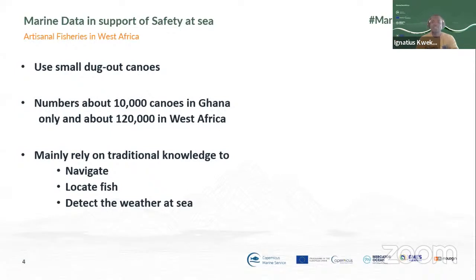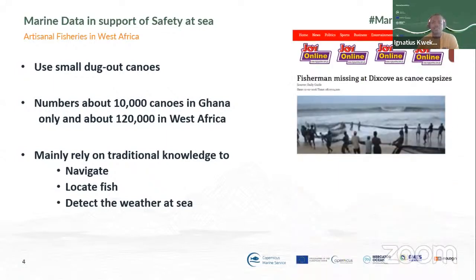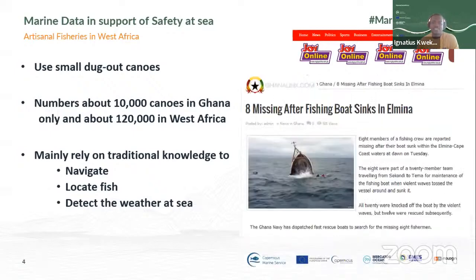And in Ghana alone, you have about 10,000 of them and about roughly 120,000 in the entire West African section. These fishermen usually rely on traditional or local knowledge to navigate the seas, to locate fish, and also most often to determine the state of the ocean or the weather at sea. Unfortunately, some of this information is not too accurate, and most of the time you end up with such unfortunate events, such as fishermen going missing at sea, them dying in poached fishing expeditions.